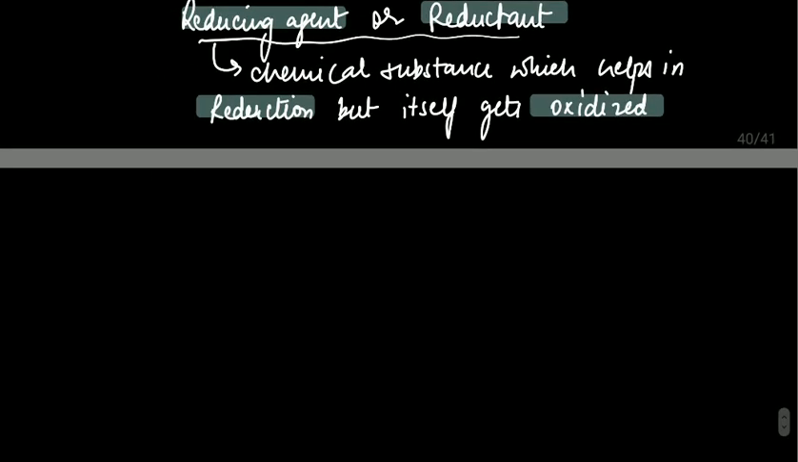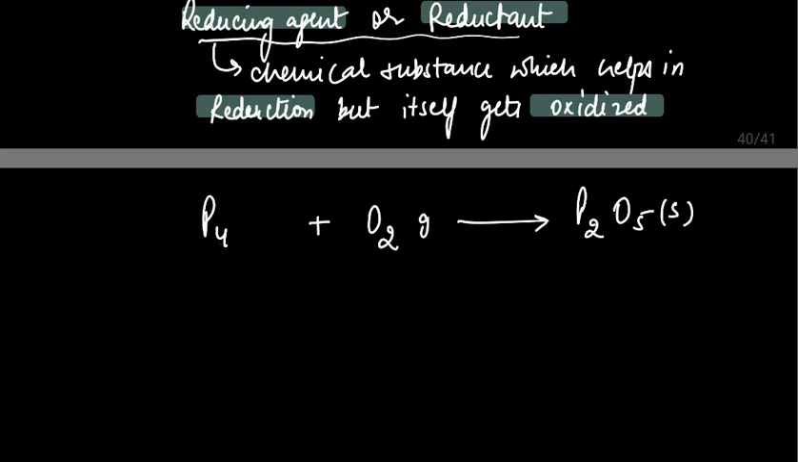Next, we are going to take another reaction. Let's take this example: phosphorus reacting with oxygen to give us phosphorus pentoxide. We can even call it diphosphorus pentoxide, and this is solid in state, oxygen is a gas, and phosphorus is also solid. So red phosphorus, white phosphorus. Phosphorus is also present in the matchstick head.